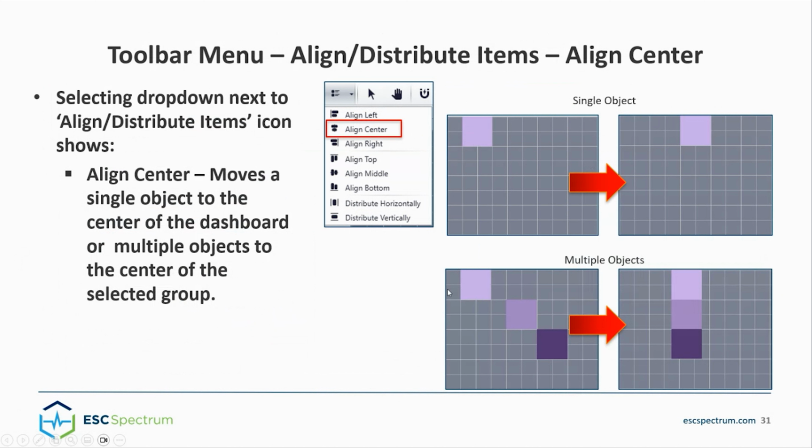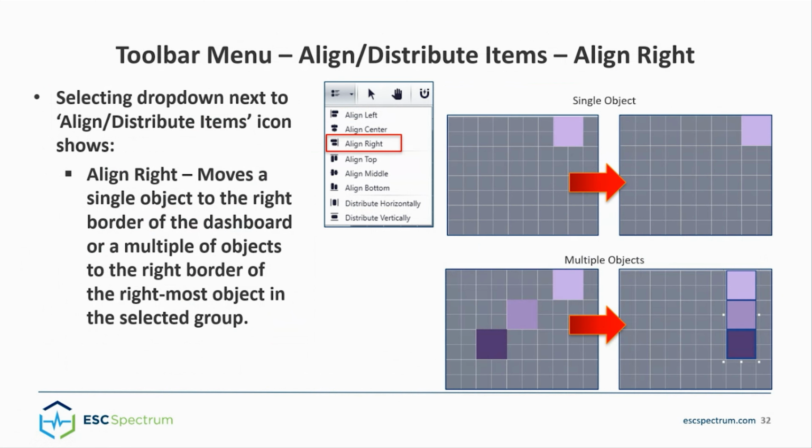Align to center, similar idea. Single item moves to the horizontal center of the dashboard. And for a selection, it will move to the center of the group. Same for right of the dashboard or right of the group.